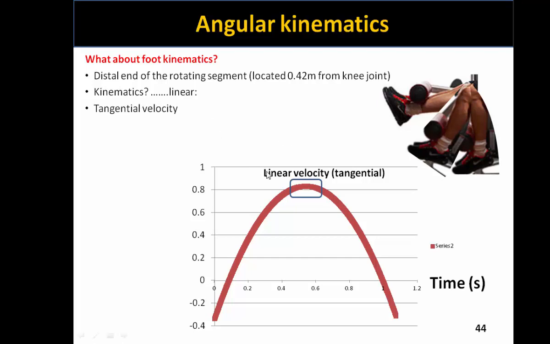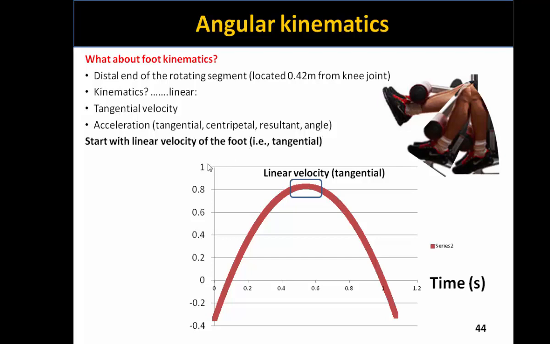So we start with linear velocity, which is the only velocity value for the foot, and it's tangential. And then from that we derive tangential acceleration, centripetal acceleration, the resultant acceleration, and the angle of that resultant acceleration vector. So we start with the linear velocity of the foot, which is the tangential, and we have the equation established earlier in which the velocity of the foot is a function of the angular velocity and the length of that lower leg and foot, which we take to be 0.42 meters.